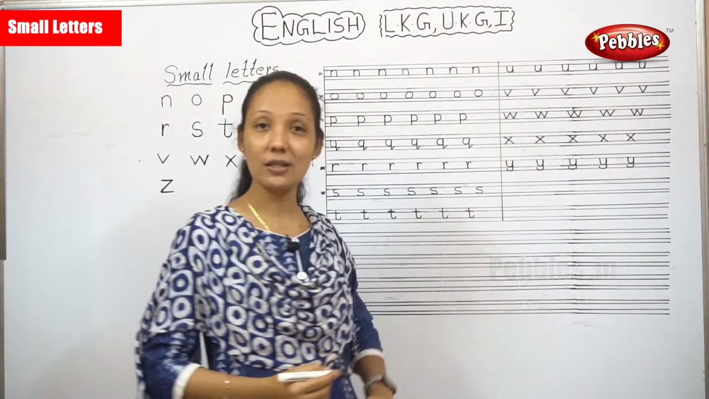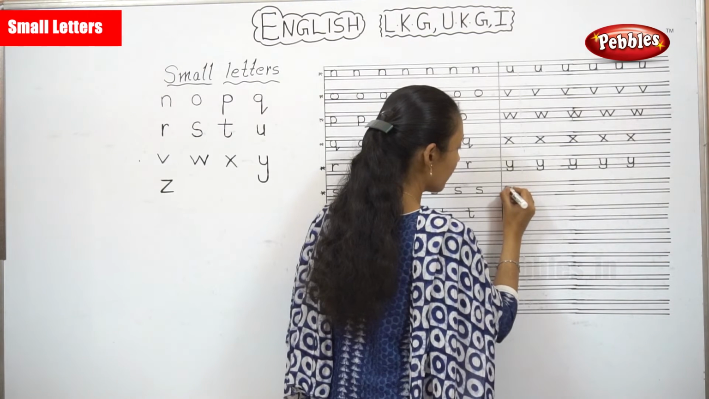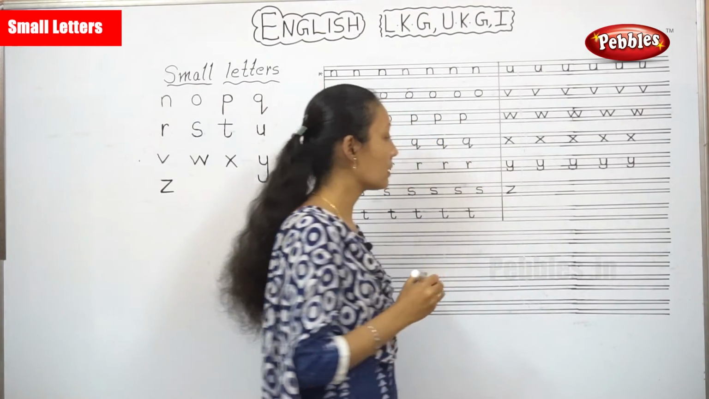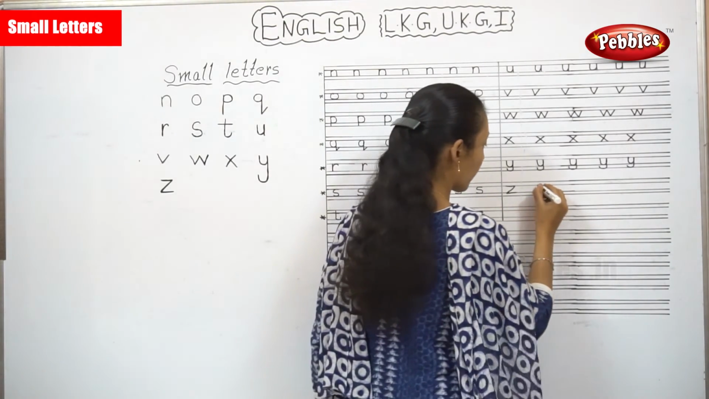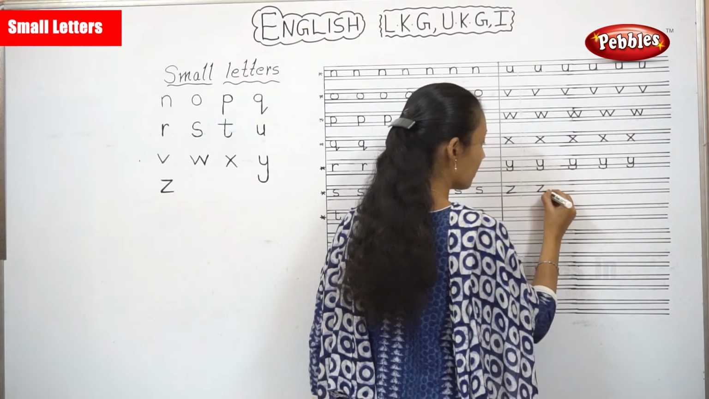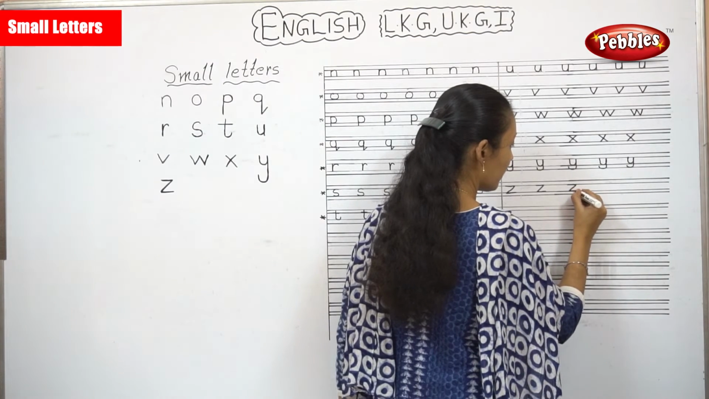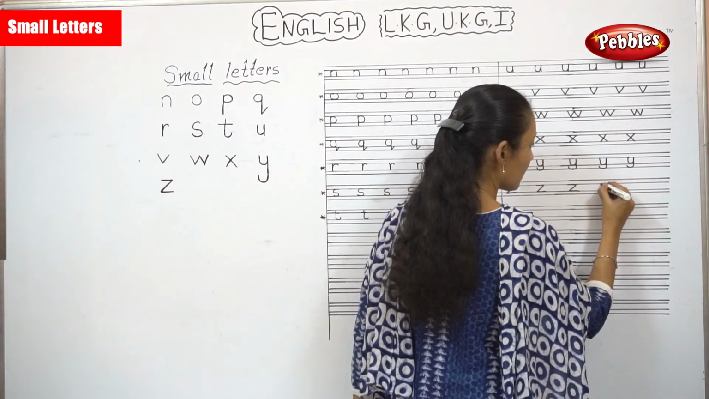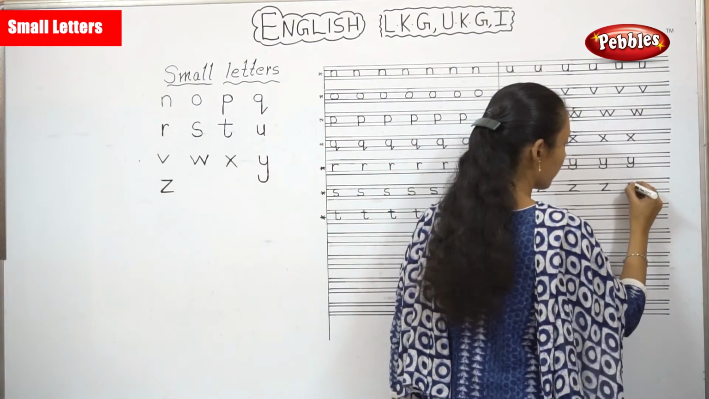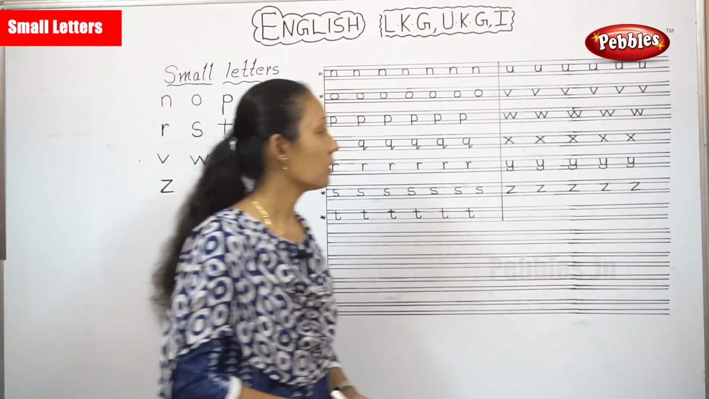Now shall we see how to write Z in your 4 lines? Yes, you will start it from your second line, a sleeping line, slanting line and a sleeping line. This is called Z. Once again, alphabet Z. Sleeping, slanting, and a sleeping line. Z. So now today you learn A to Z, isn't it?